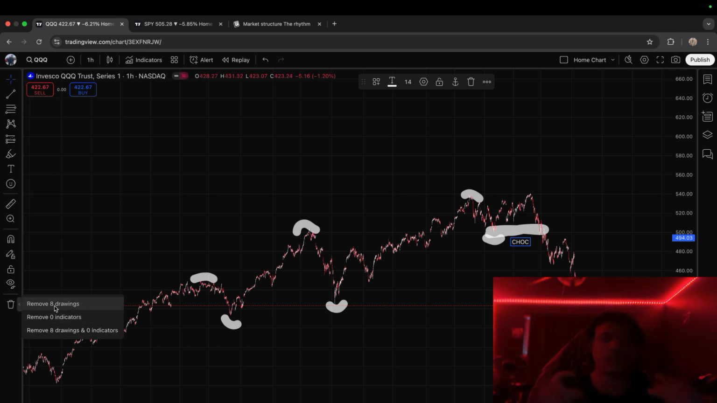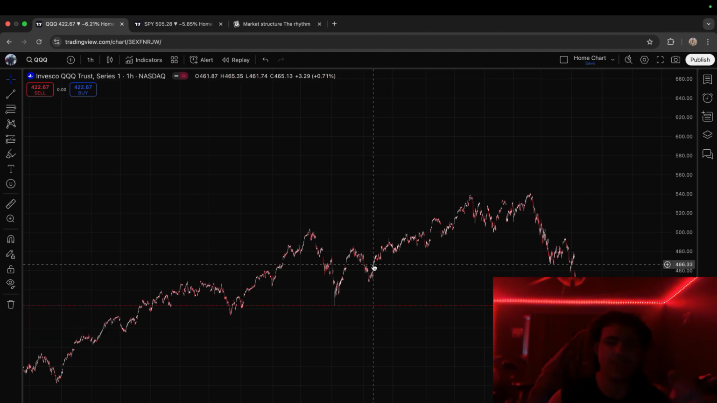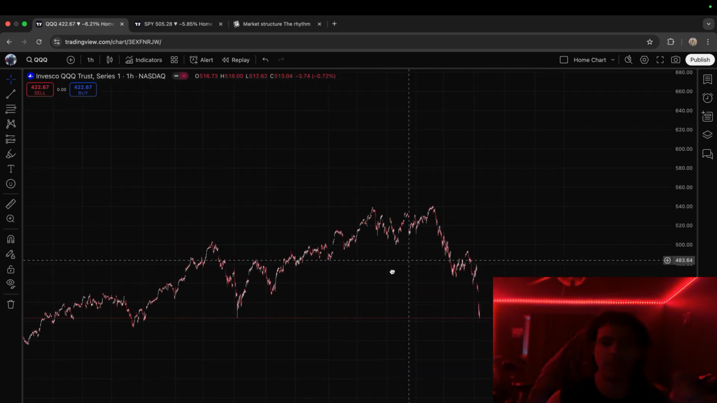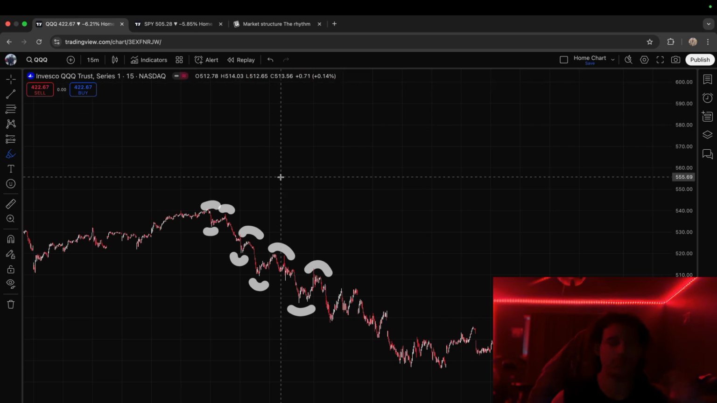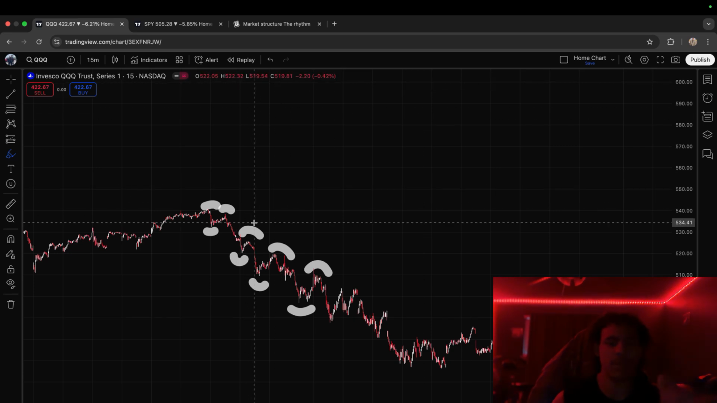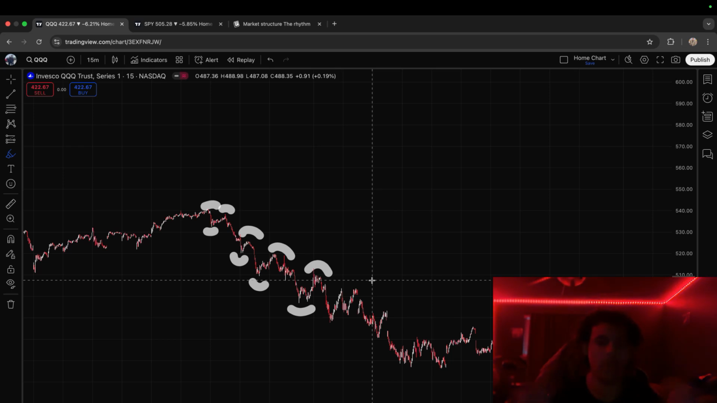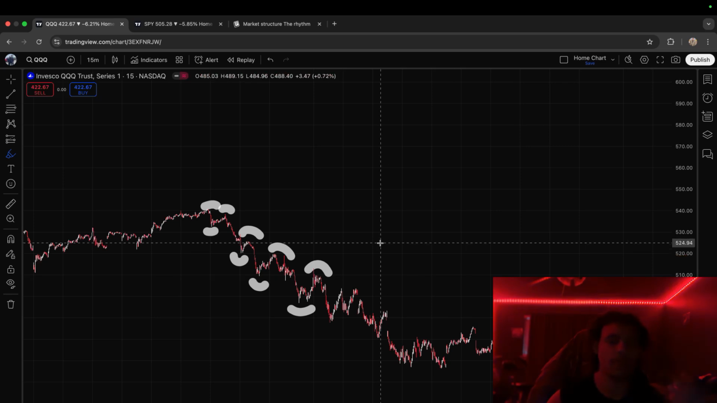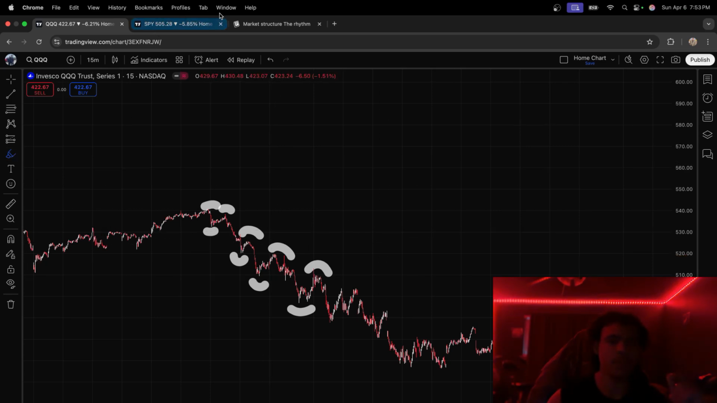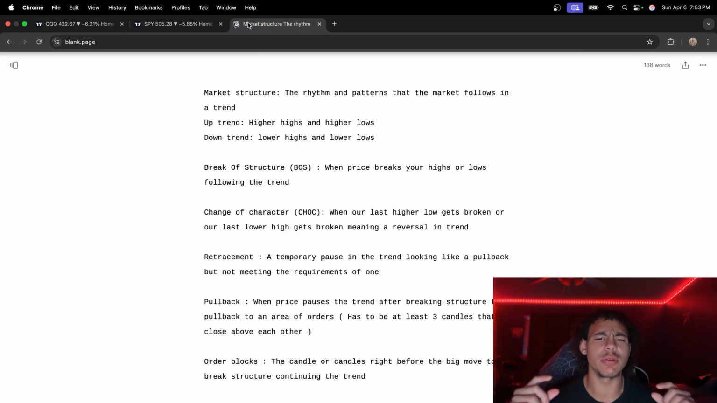So now that we see how to mark out our higher highs and higher lows in the actual market, let's see how to mark out lower highs and lower lows in the market. So we see we have lower highs and lower lows, right? Okay, so we know how to mark out our lower highs and lower lows throughout the markets, and we also know how to mark out higher highs. Okay, so let's go to the next part of market structure, break of structure.